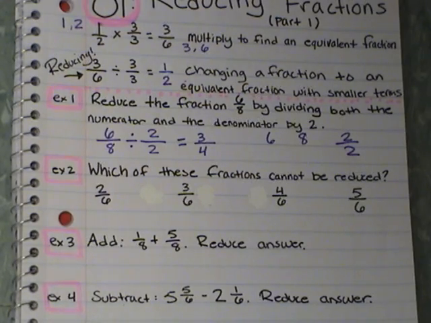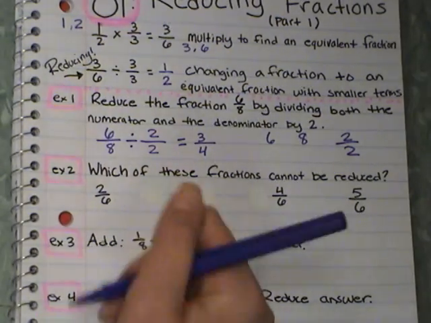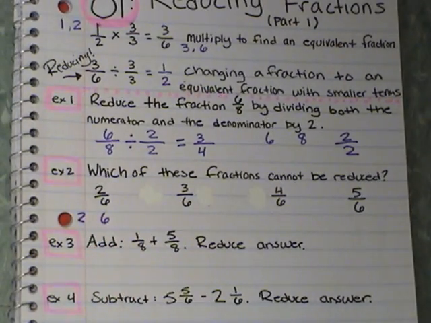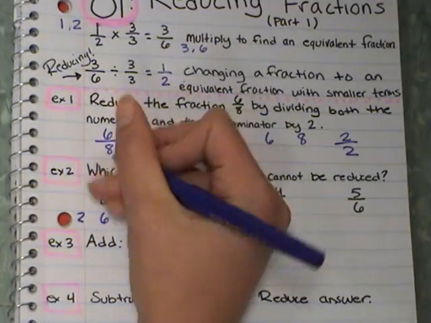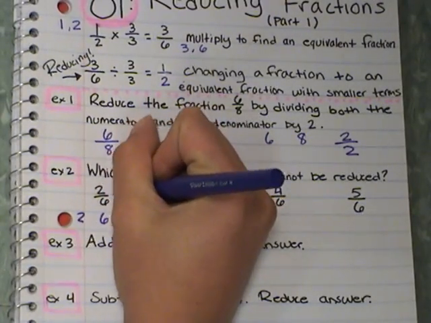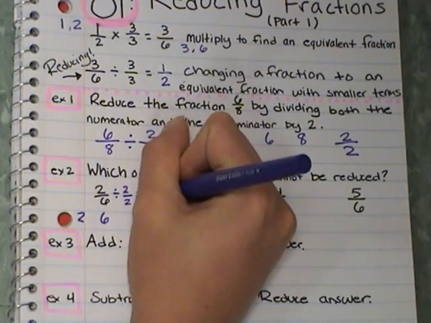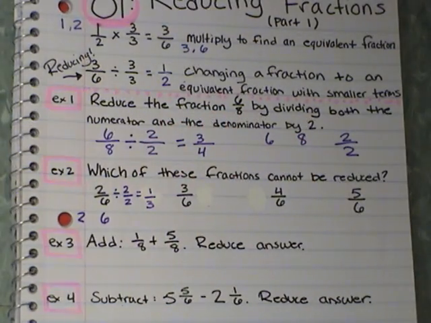Alright, so I'm going to start with 2/6. If I look at my two terms, I have a 2 and a 6. First of all, I noticed that both of these numbers are even, so they can both be divided by 2. If I take 2/6 and divide by 2 over 2, I would get 1 over 3. So that can be reduced. All right, let's go to the next one.